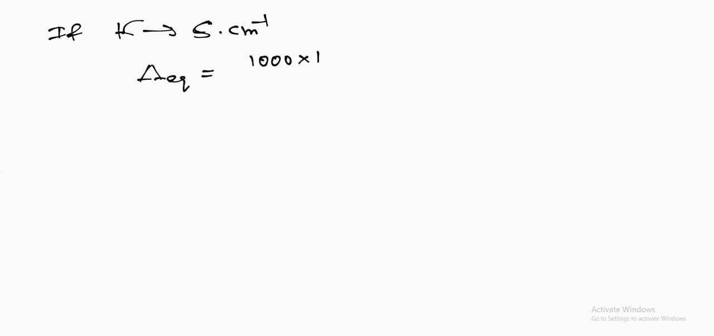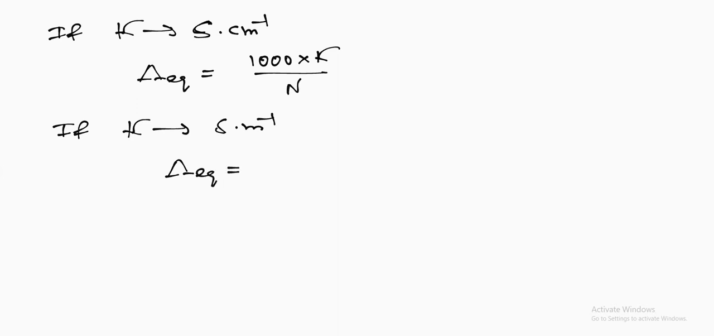Now I'll give one more piece of information. Observe carefully. If kappa is given in Siemens centimeter inverse, then the formula for equivalent conductance is 1000 into kappa by normality. Sometimes in the examination they'll give kappa in Siemens meter inverse unit. Then you have to calculate equivalent conductance using the formula kappa by 1000 into normality. That 1000 will come down. Note down.